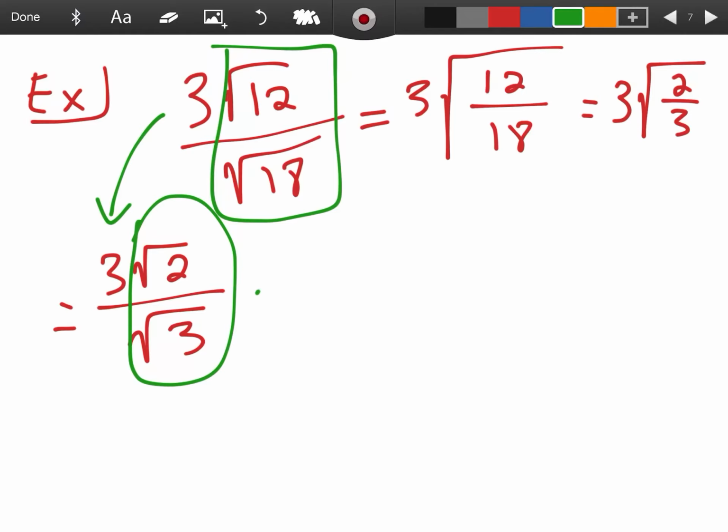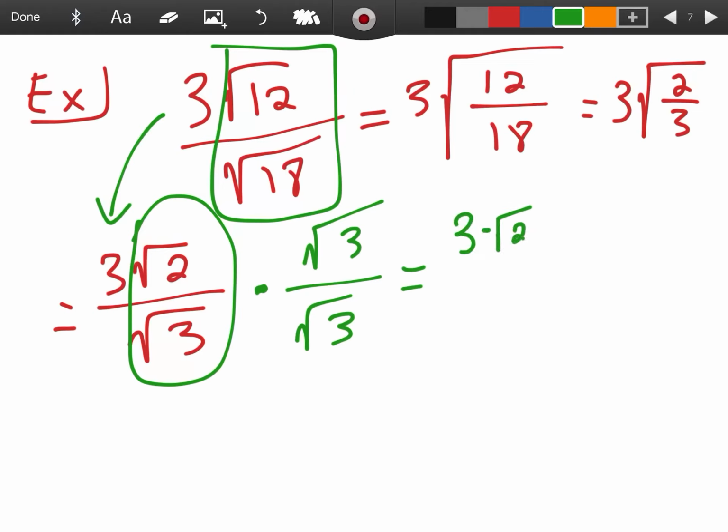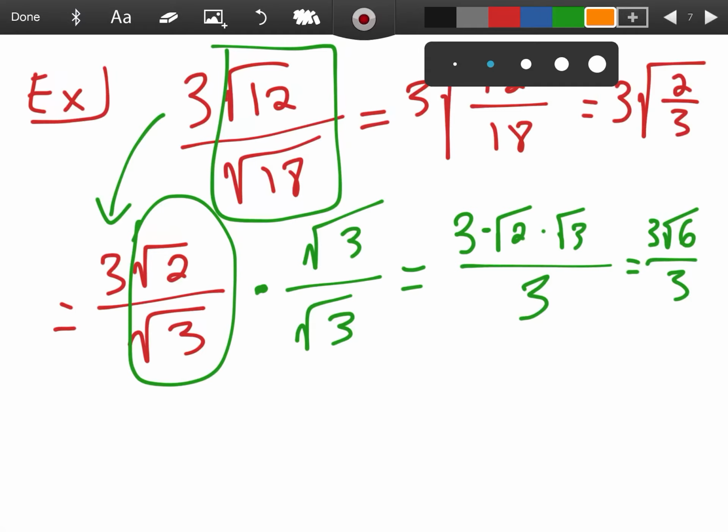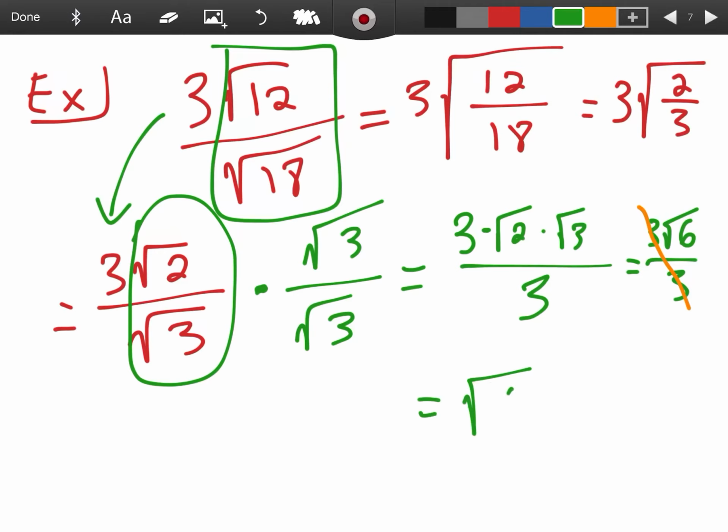All right, at this point, we are just going to multiply the numerator and denominator by the square root of 3. So now we have 3 times the square root of 2 times the square root of 3 over, well, square root of 3 times square root of 3 is 3. Square root of 2 times square root of 3 is just radical 6. And at this point, we notice, well, I've got 3 times radical 6 over 3. I can simplify 3 over 3 to just be 1. Boom. And I am left with just radical 6 as my final answer.